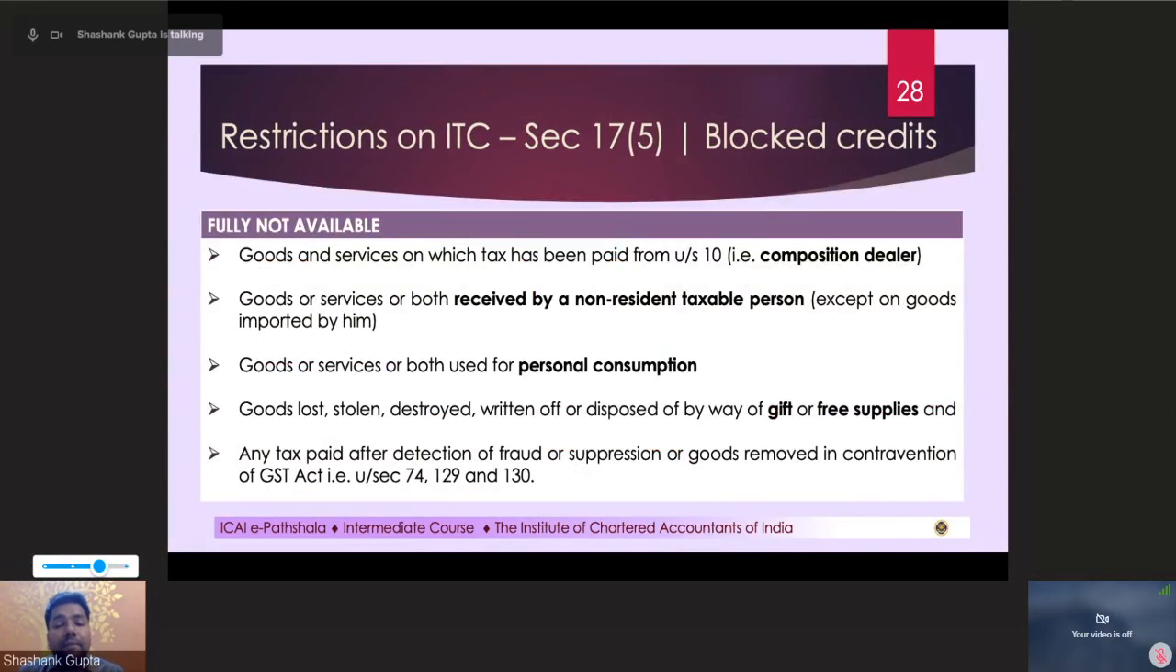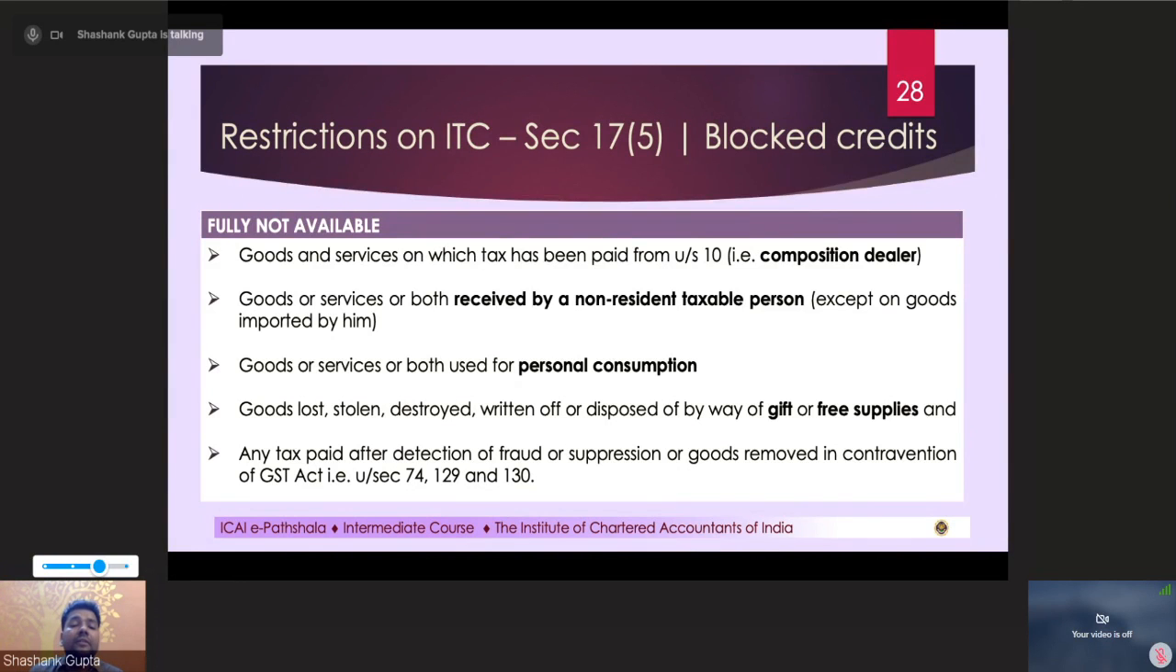Some more restrictions. Goods and services on which tax has been paid under section 10, that is any purchases made from a composition dealer. So some were bringing up this query. I hope this makes it clear to you now. Next is goods or services or both received by a non-resident taxable person. So no credit whatsoever is available to a non-resident taxable person. What is a non-resident taxable person? We will discuss in the registration chapter. Do not worry. Only one type of credit is available to a non-resident taxable person. That is in case of goods imported by him. Not domestic purchases, but only on goods imported by him.